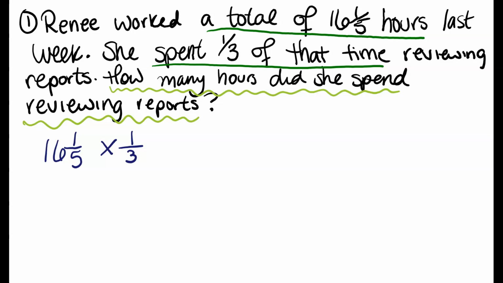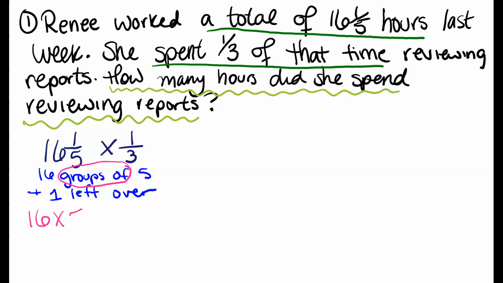Before I can begin to multiply straight across, I see I have a mixed number. And this mixed number, 16 1/5, is the same as saying I have 16 groups of 5 and 1 left over. Groups of tells me multiply. So I have 16 groups of 5, which is the same as saying 16 times 5, and 1 left over. So I just add 1 more onto that.